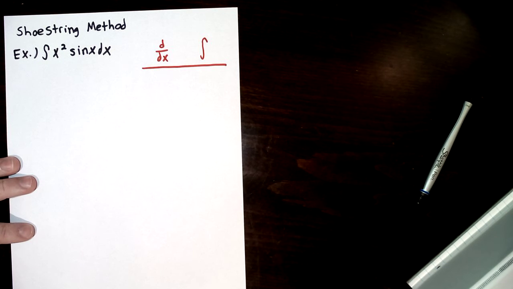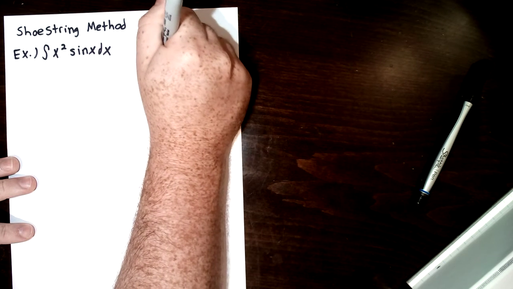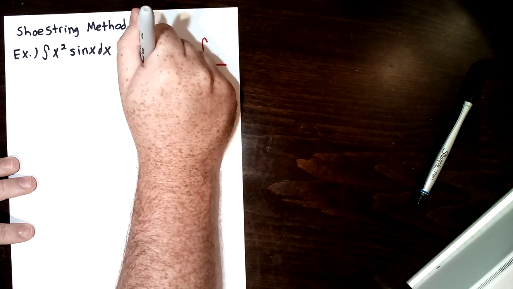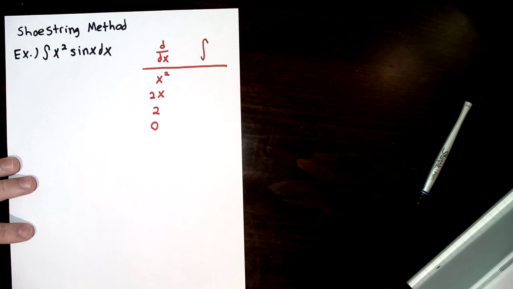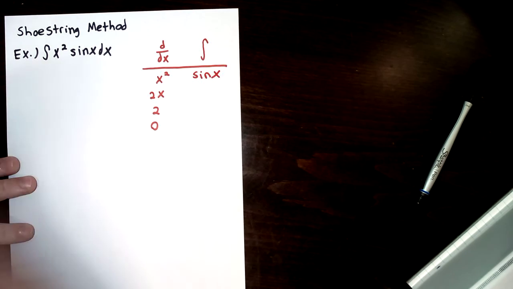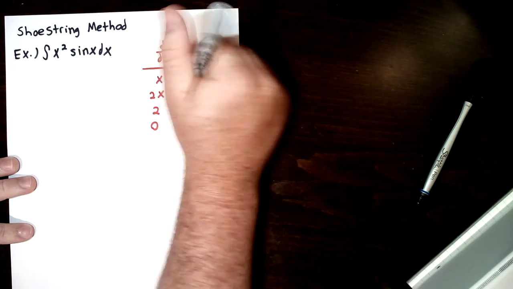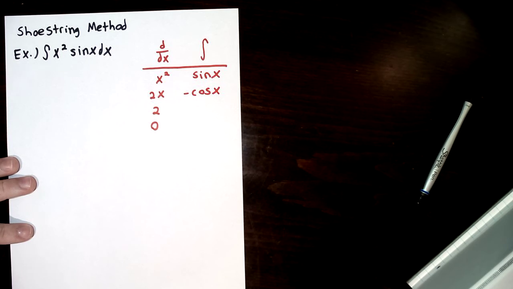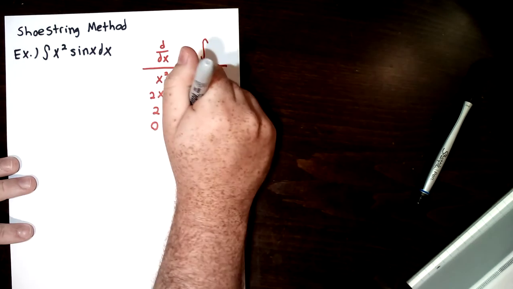So let's go ahead and do our differentiation first. So x squared is definitely the differentiator. And we're going to take this all the way down to 0. So 2x, 2, and 0. Now we have sine of x. Well, now we're going to integrate. So we have negative cosine x. Then we have negative sine x. And cosine x.